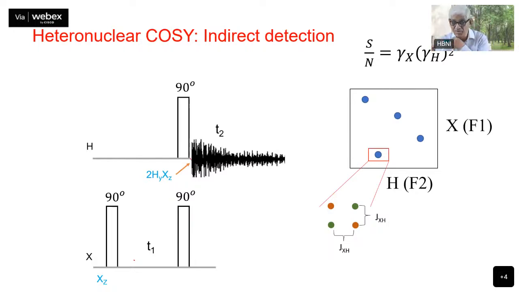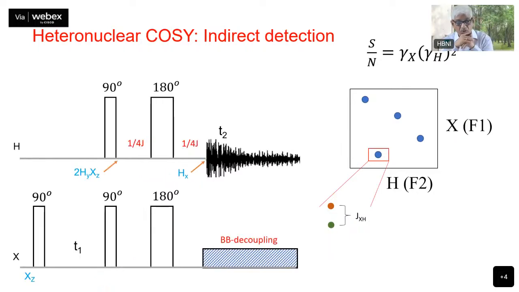But then what will I have? I will have the F1 dimension, I will have the X chemical shift. On the F2 dimension, I will have the proton chemical shift. The fine structure will still be the same. You will still have the same fine structure. Okay, plus, minus, minus, plus, that will be the same. But you have an advantage of sensitivity by this factor.